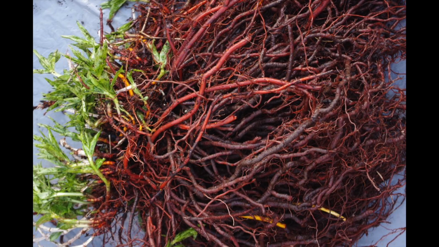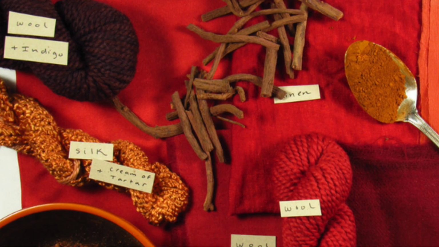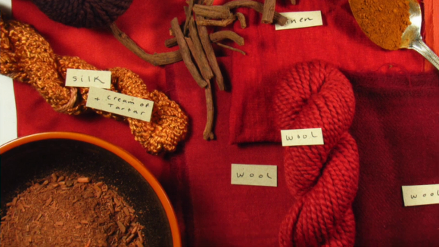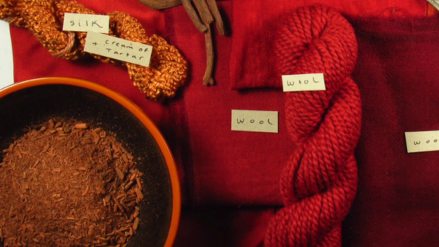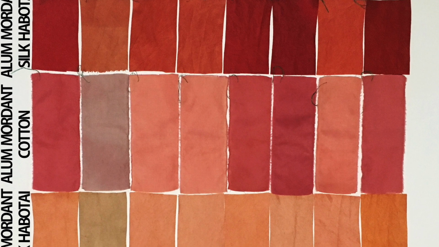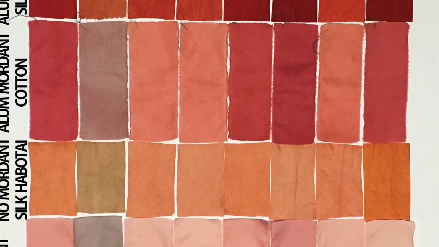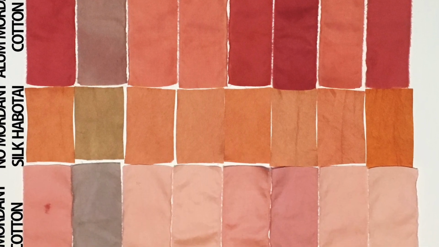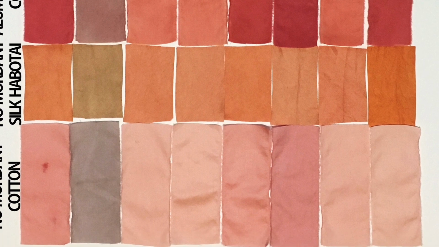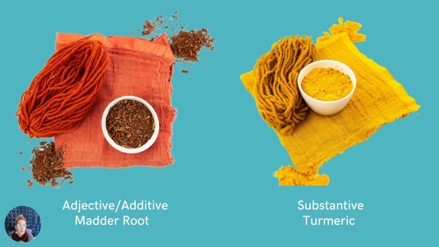Madder root is an adjective or additive dye. It is color fast, which means that its pigment will adhere and last long onto the fabric, and there's less of a chance of that fading over time. And with madder root, it produces an orangey red that is color fast. For deeper reds, you may want to experiment with a mordant such as alum.